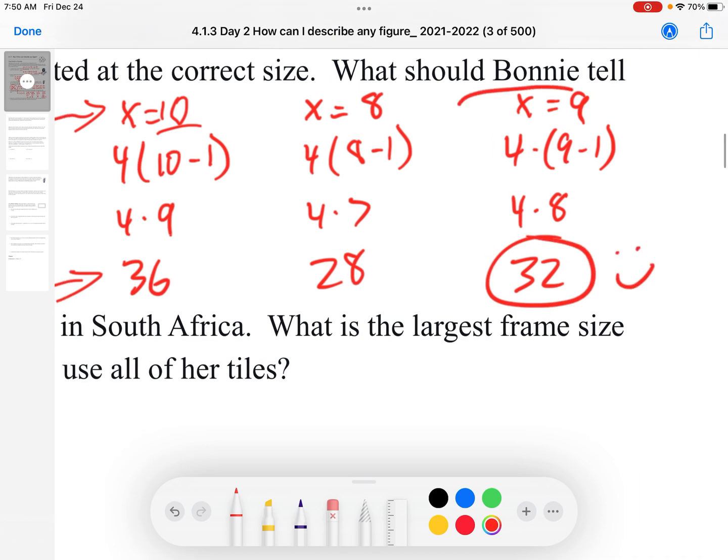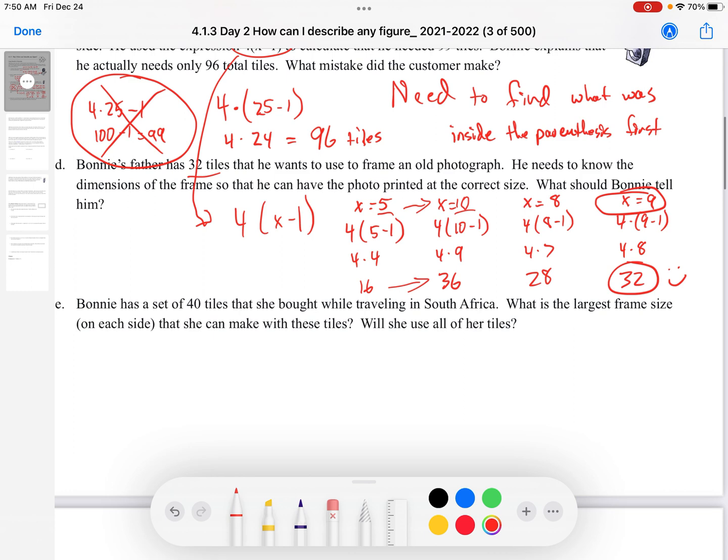We got it. So what can we tell Bonnie's dad? We can tell him the correct size is 9 on each side.